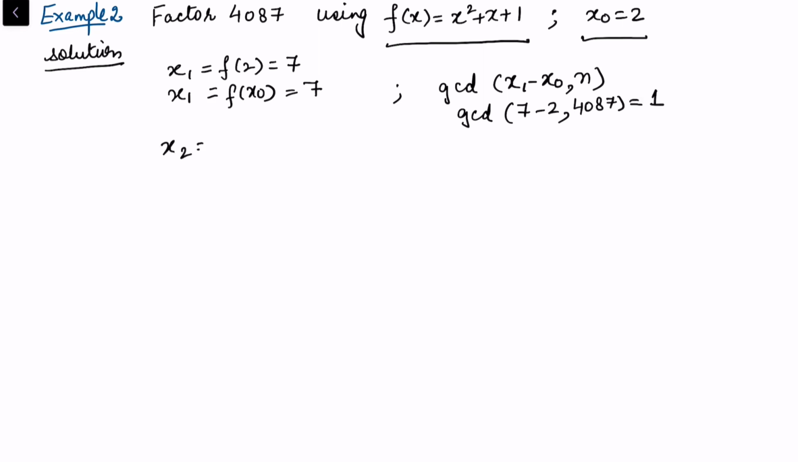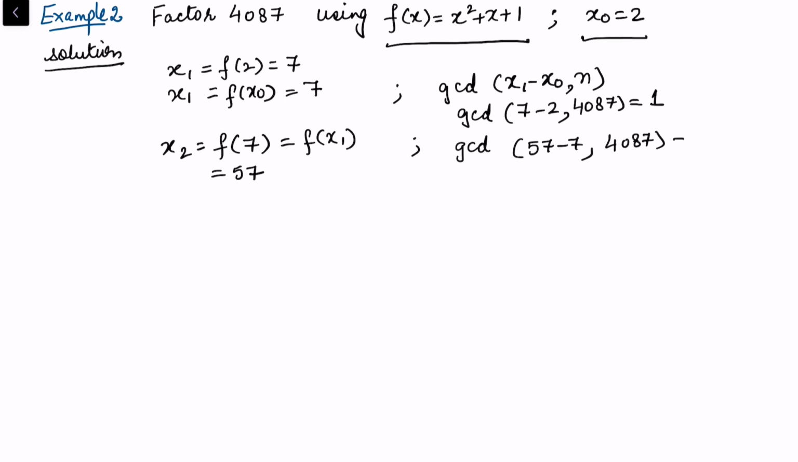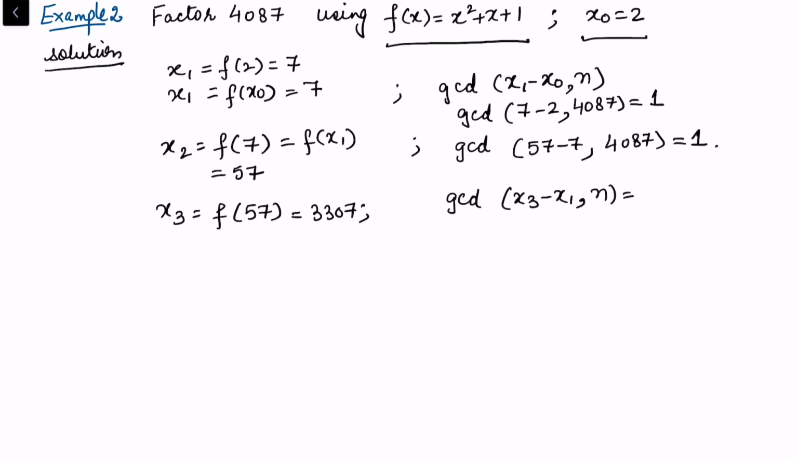Then we calculate x2. x2 will be f of 7. So here I've used the previous value x1. Then I calculate GCD of 57 minus 7. So f of 7 is 57, and then 4087. I find this GCD is also 1. Then we continue the process. x3 which is f of 57 is equal to 3307, and then we calculate GCD of x3 minus x1 with n, so GCD of 3307 minus 7 with 4087. This is also equal to 1. So we need to actually check a lot of GCDs here. And similarly, we continue the process.